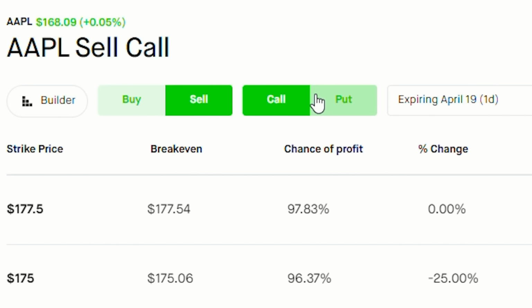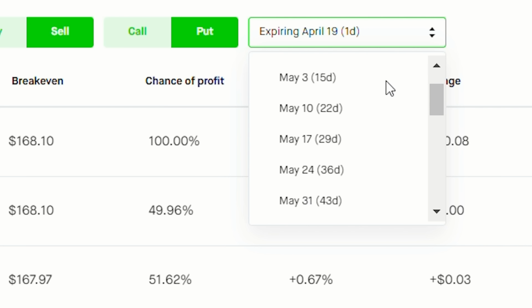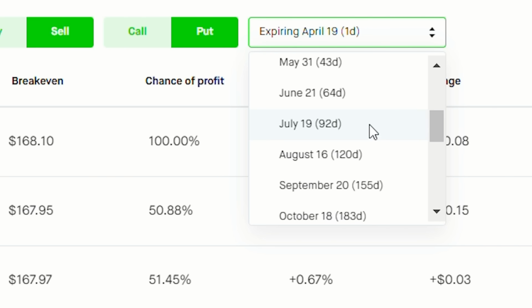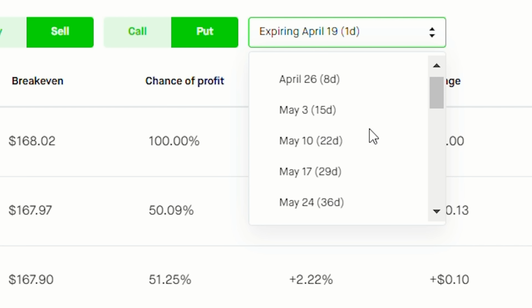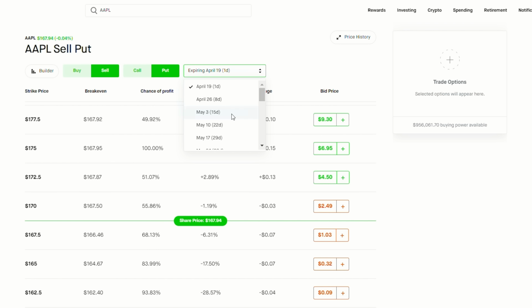Okay, so I'm going to go to sell, put. Now for expiration day, you can go for numerous different expirations. For me, I prefer 2 to 6 weeks. Now you can also go for really short-term one-day trades. That's fine. You can also go really long-term. If you go long-term, that's also okay, but the sweet spot again is in the middle. Don't go for extremes. So you can go for something like 15 days out, okay?